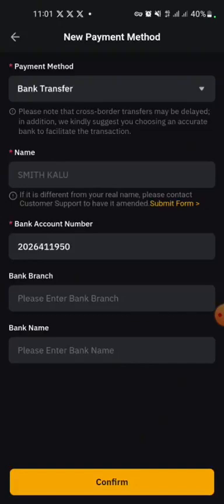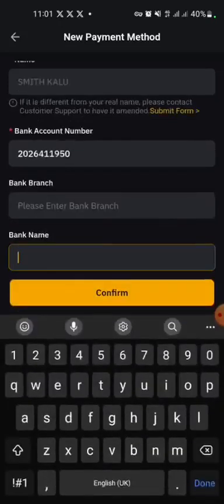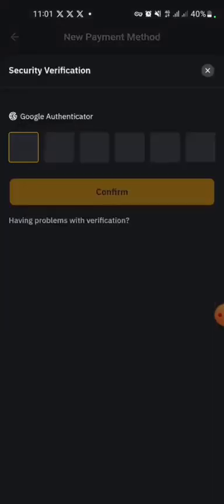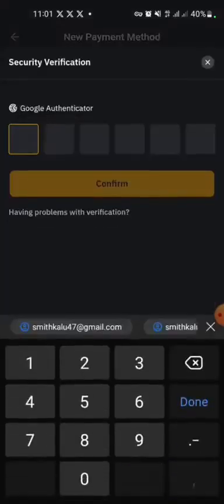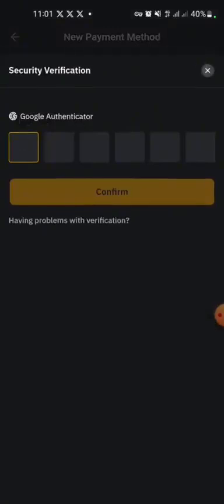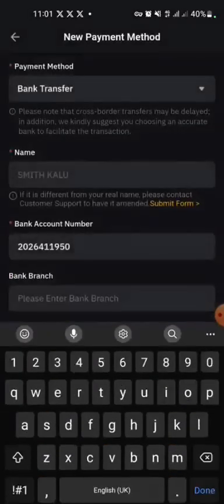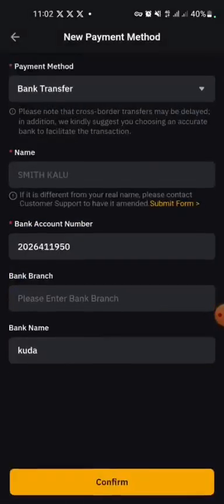So for the bank name, you have to input your bank name so that the people making transactions with you will know the bank you are using. Even though it's optional here, you have to include it. So I can include it, Kuda, right? Kuda, confirm. Then I'll go to my authenticator and complete the step. But since I'm not adding it, this is just a tutorial, so I have to go back. For you, you just have to continue.